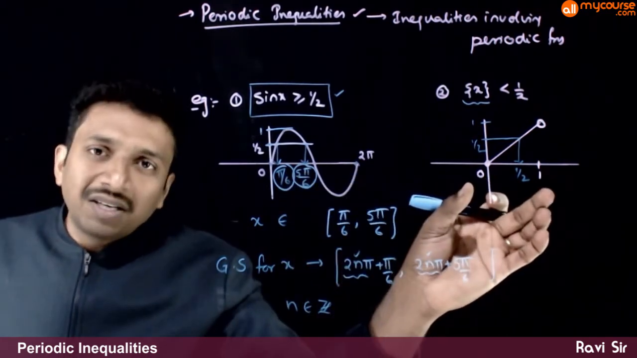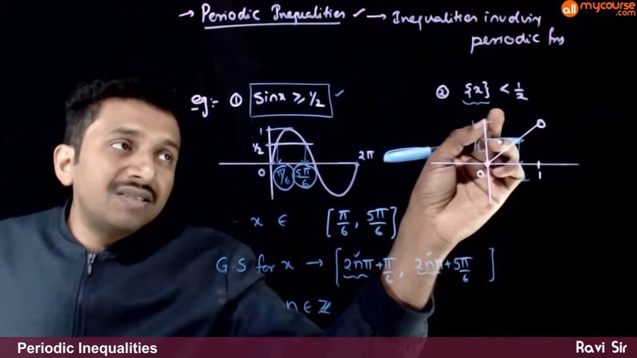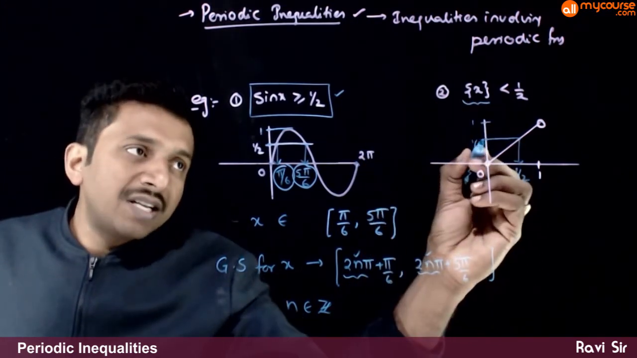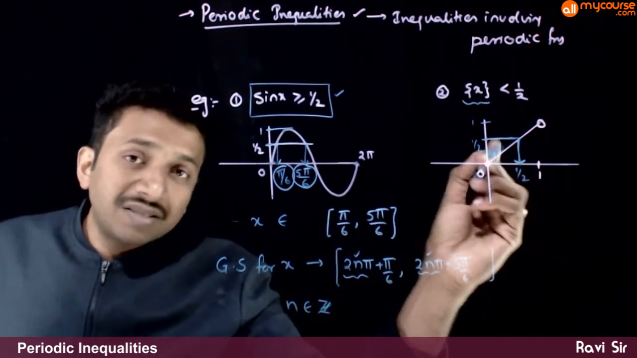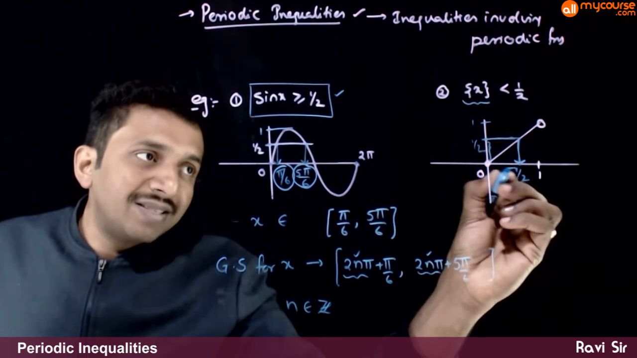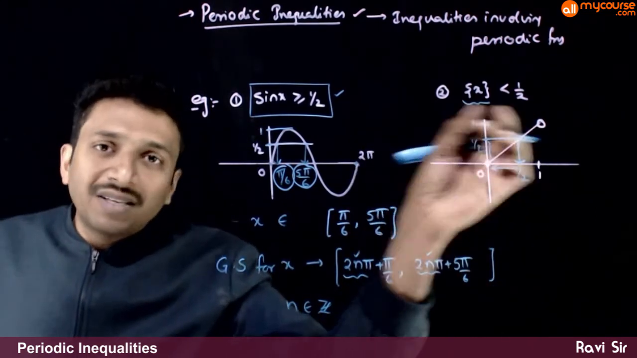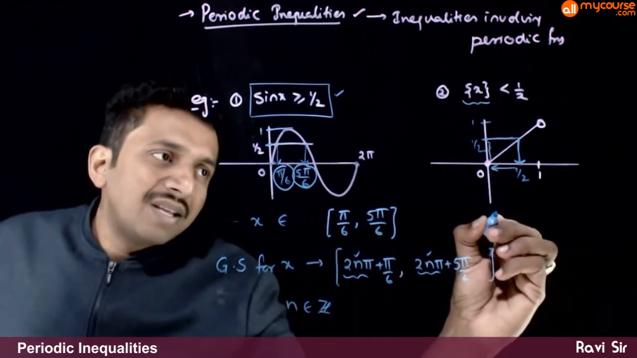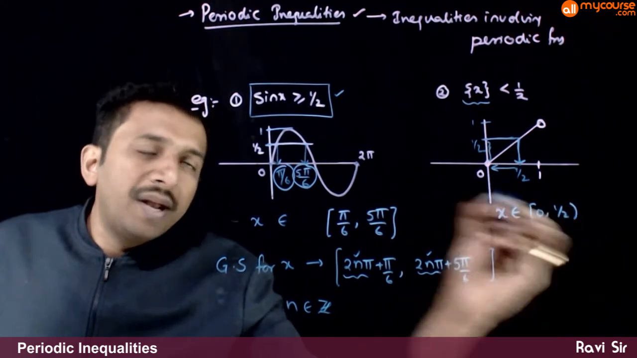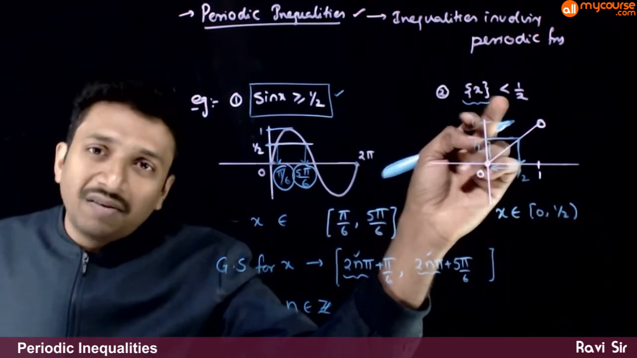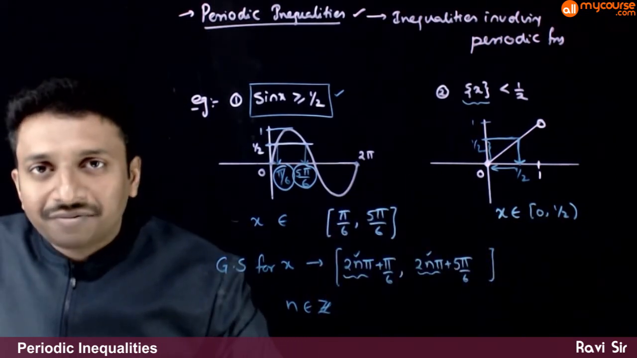If you take the function from 0 to 1, you can very clearly see that the fractional part of x is equal to half when x is equal to half. And fractional part of x is less than half when x is in between 0 to half, right? So fractional part of x is less than half implies x belongs to closed 0 to open half, because you don't have an equality here. So x belongs to closed 0 to open half.